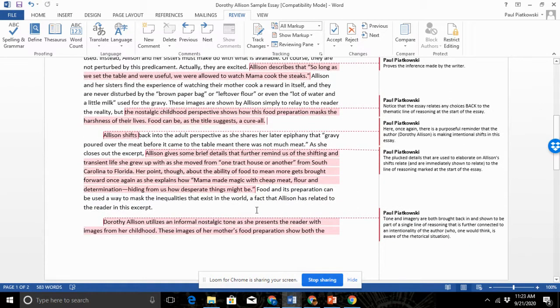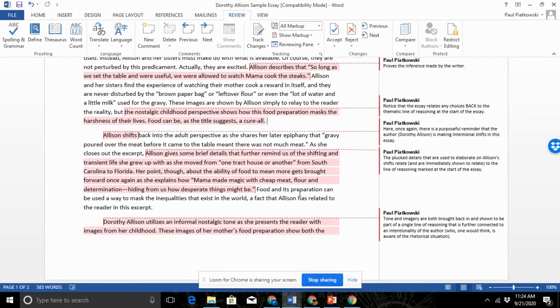Next paragraph, Allison shifts back into the adult perspective as she shares her later epiphany that gravy poured over the meat before it came to the table meant there was not much meat. So that epiphany is important. As she closes out the excerpt, Allison gives some brief details that further remind us of the shifting and transient life she grew up with as she moved from one tract house or another from South Carolina to Florida. Her point, though, about the ability of food to mean more gets brought forward once again as she explains how Mama made magic with cheap meat, flour, and determination, hiding from us how desperate things might be.